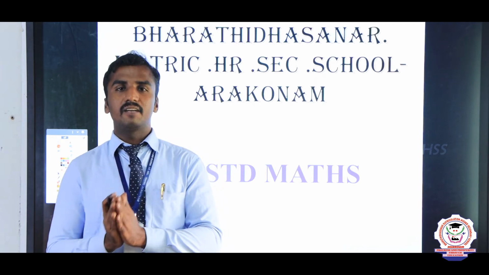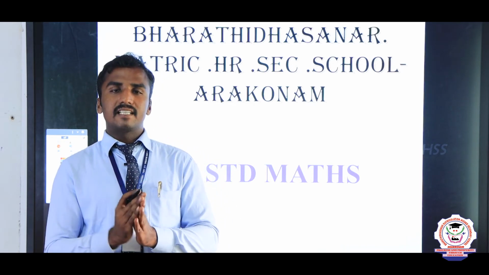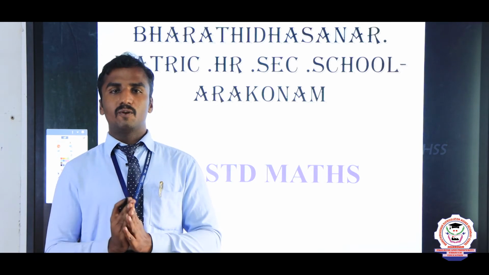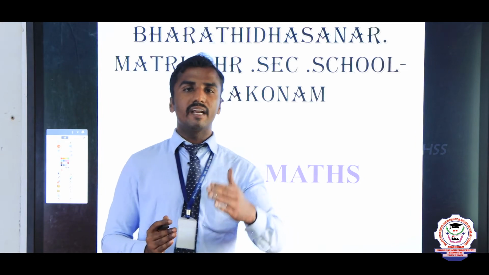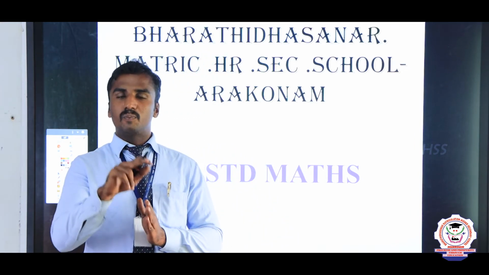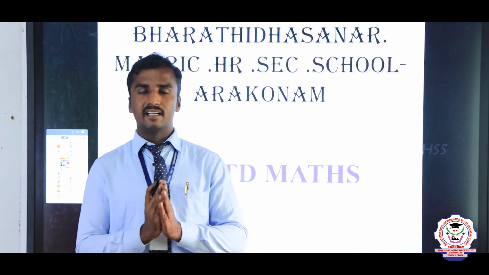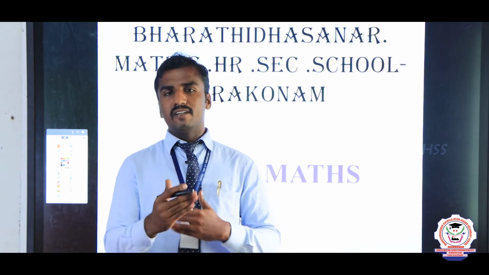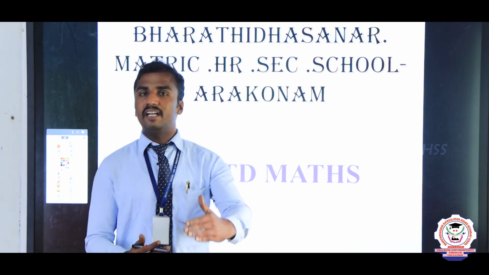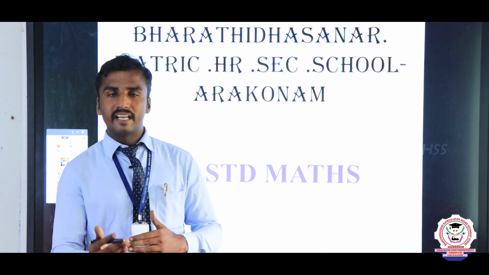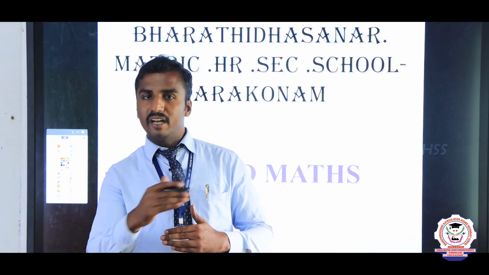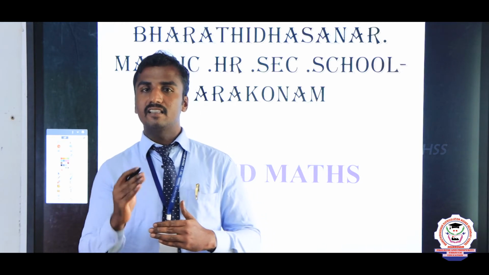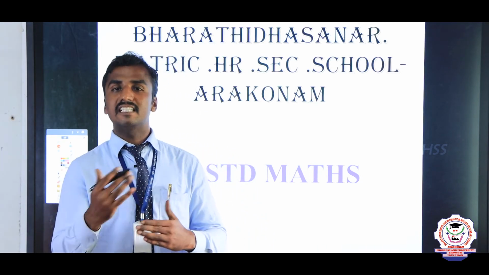A fraction is of the form P by Q, where P is the numerator and Q is the denominator, that is, numerator divided by denominator. So P by Q is called a fraction. Decimal fraction means the denominator value is 10, 100, 1000, 10,000. Then the fraction is called a decimal fraction.